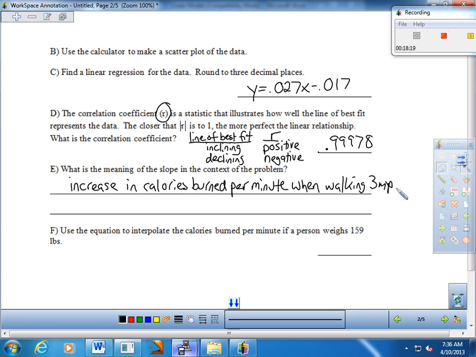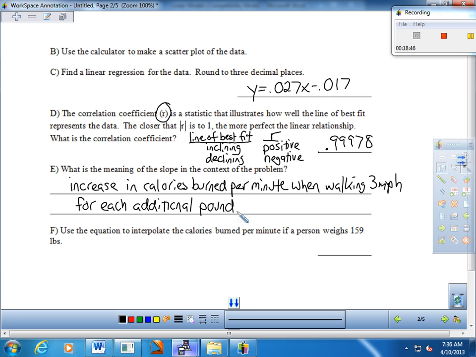so there's your change in y. In this case, because it's positive, it's an increase. So the increase in the calories burned per minute when walking 3 miles per hour, and we have to be careful, per change in x. And so the way I phrased it is basically for each additional pound. So it's not per pound. We have to be a little careful on that piece. It is not per pound necessarily. It's for each additional pound.